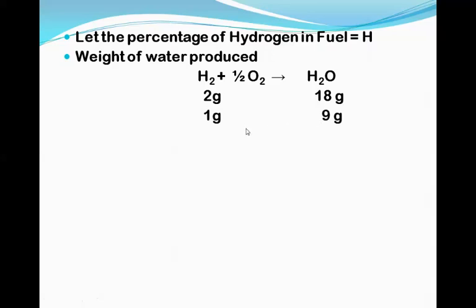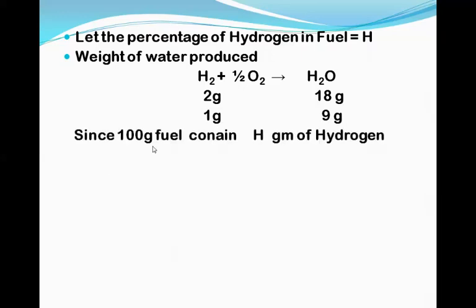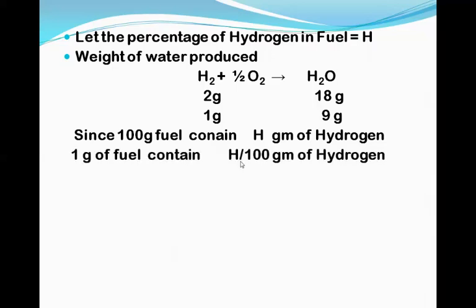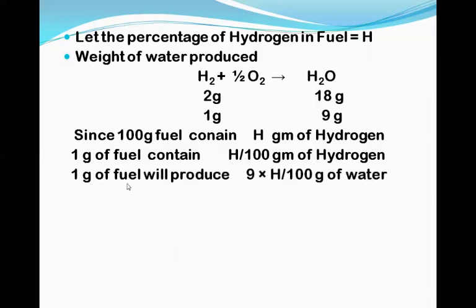So this is the relation: if in the fuel 1 gram of hydrogen is present, the water produced will be 9 grams. Now, since 100 grams of fuel is taken, 100 grams of the fuel will contain H grams of hydrogen and 1 gram of fuel will contain H upon 100 grams of hydrogen. Since 1 gram of hydrogen produces 9 grams of water, 1 gram of fuel will produce 9 into H upon 100 grams of water.